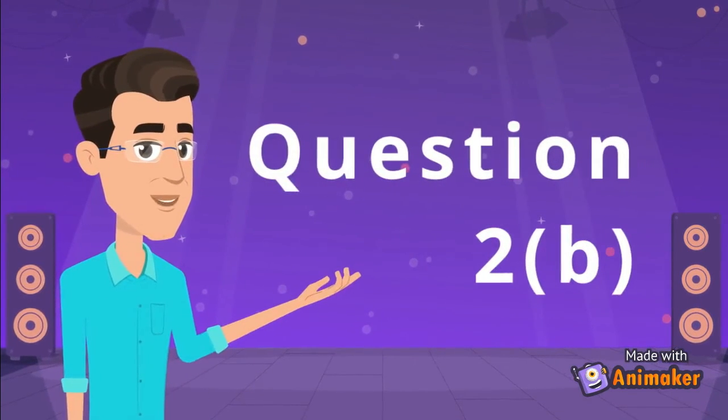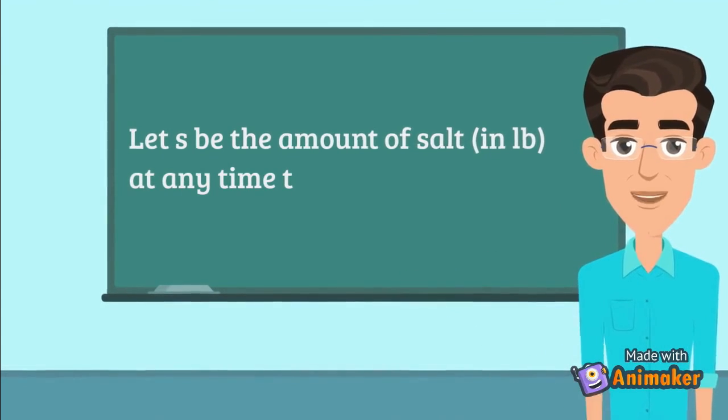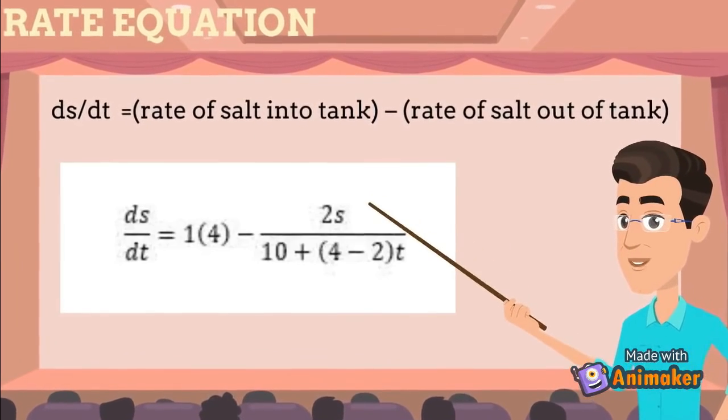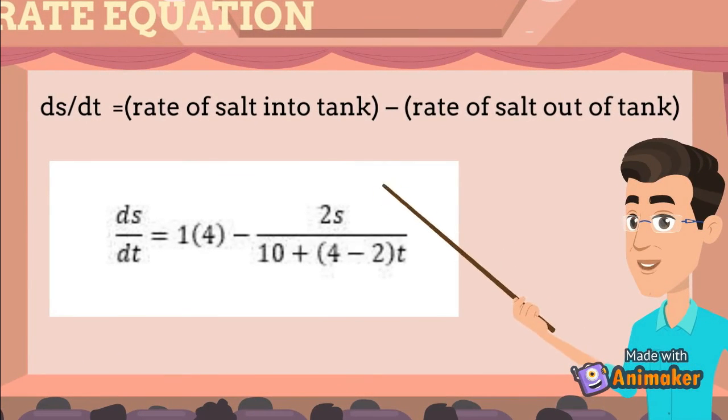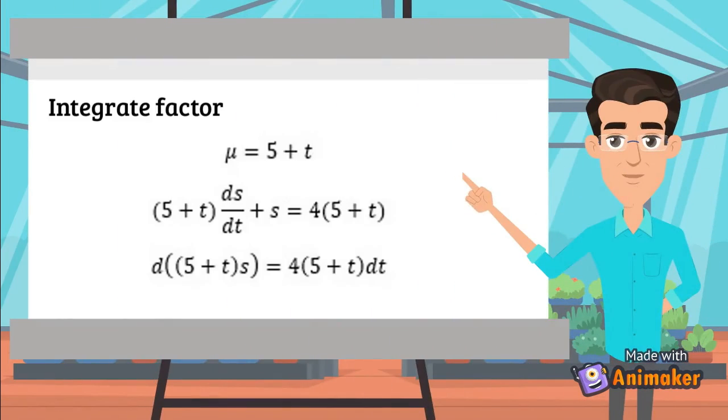Next, we will be answering question 2b. To answer the question, first let s be the amount of salt, in pounds, at any time t. For the rate equation, based on the principle, ds over dt equals rate of salt into tank minus rate of salt out of tank. Thus, ds over dt equals 1 times 4 minus 2s divided by 10 plus 4t minus 2t. We simplify and get the differential equation ds over dt plus s over (5 plus t) equal to 4. Consider this as linear. For the integrating factor, which is 5 plus t, we get d[(5 plus t) times s] equal to 4 times (5 plus t) dt.